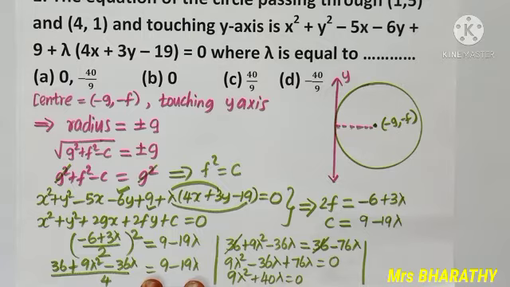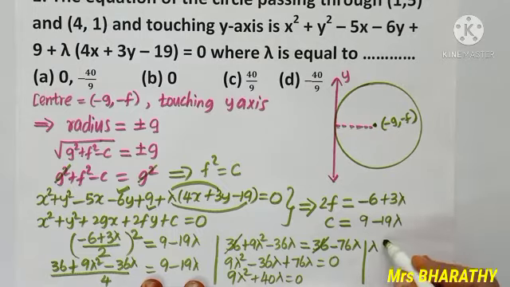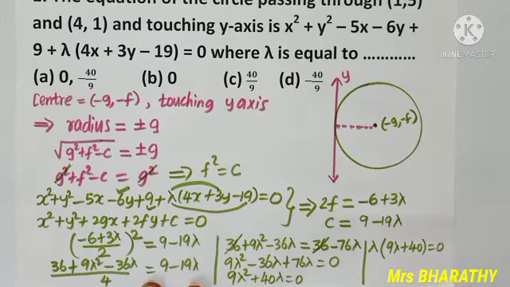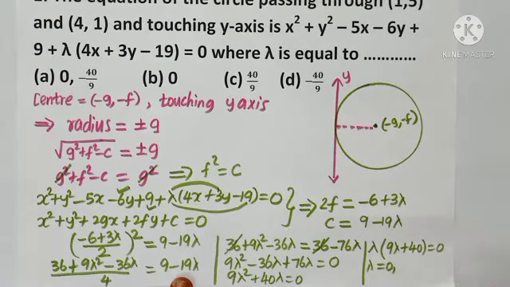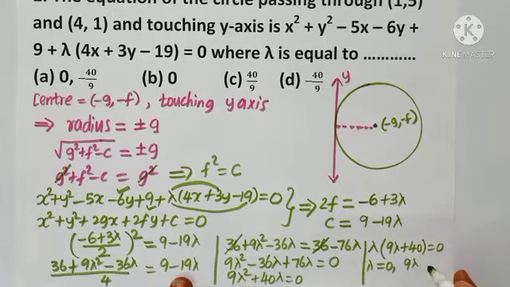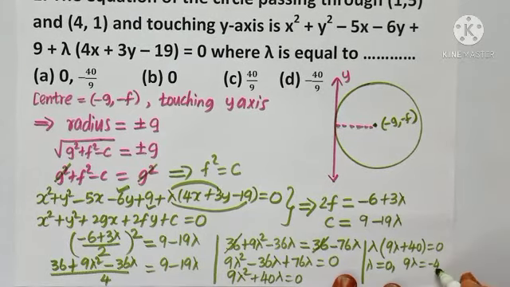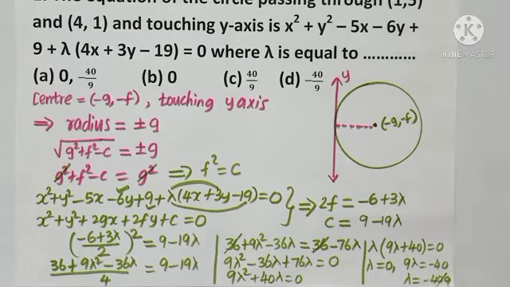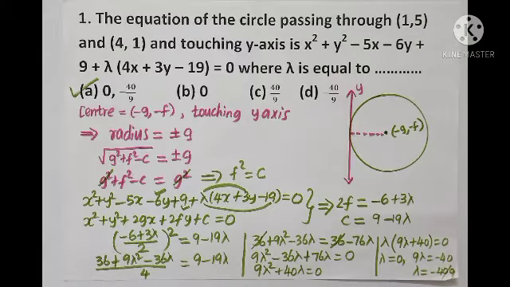In both the terms, lambda is common, which I can take out. It is lambda into 9 lambda plus 40 equals 0. From here I get either lambda is 0 or 9 lambda is minus 40, or lambda is minus 40 by 9. So we get the option 0, minus 40 by 9, and the correct option is A.